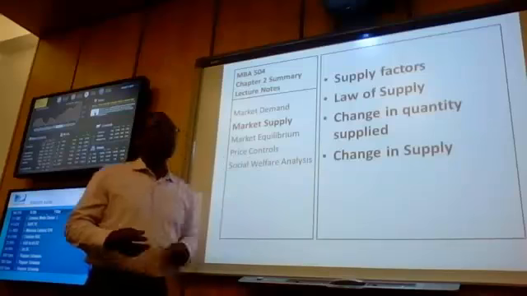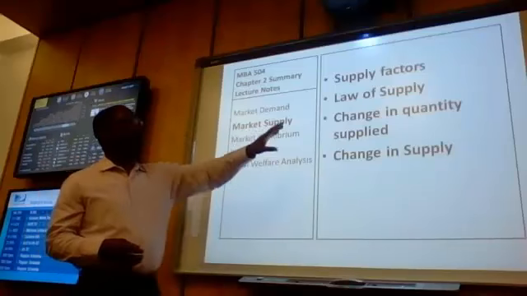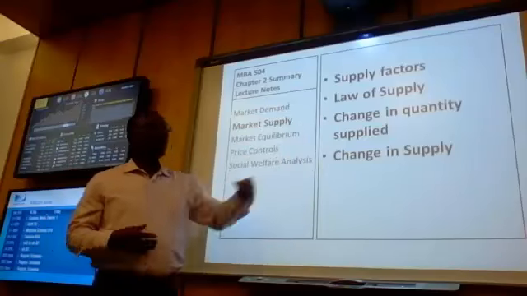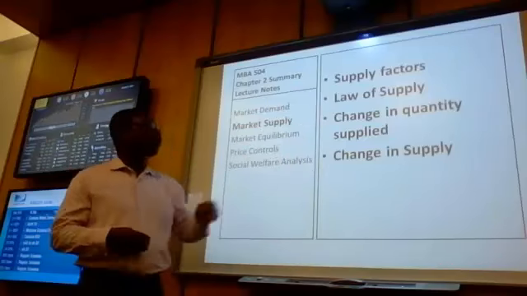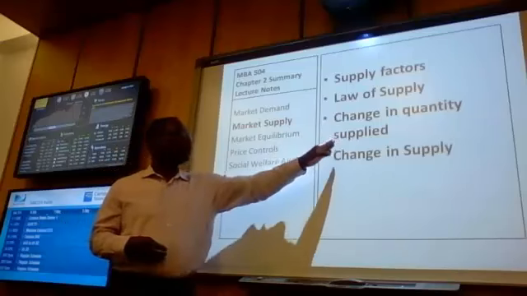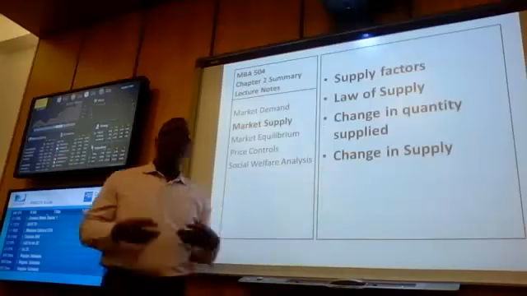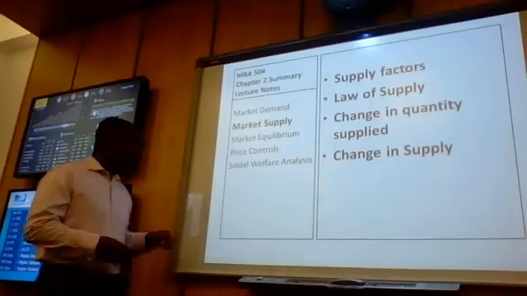Under market supply, we're going to talk about supply factors, factors that can change supply. We're going to introduce the law of supply. And again, much like our conversation about market demand, we're going to talk about a change in quantity supplied versus a change in supply. I'm going to define all of the above, and we're going to graphically illustrate as well.